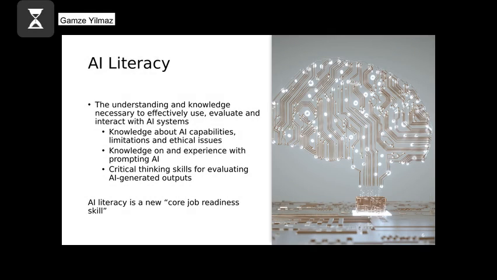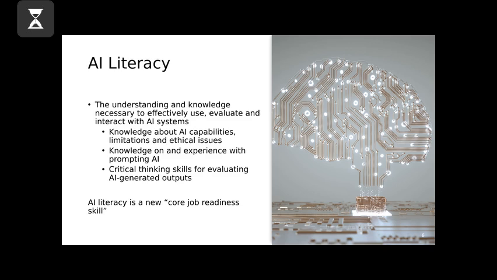So far in our lecture, we defined what generative AI is and we talked about the LLM training process. All this information is essential to be able to effectively use, evaluate, and interact with AI systems. So, I would like to introduce this concept called AI literacy. It's the understanding and knowledge necessary to effectively use, evaluate, and interact with AI systems. So, what would go under this umbrella term? You can put knowledge about AI capabilities, limitations, and ethical issues here.